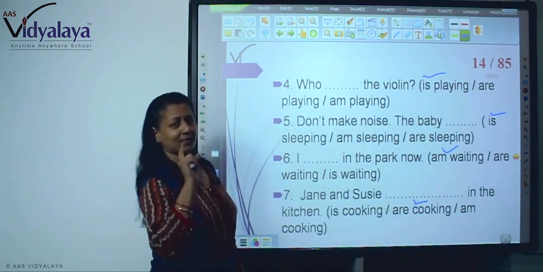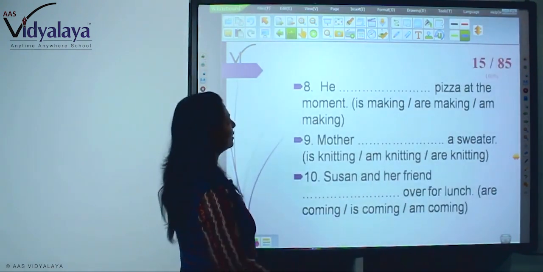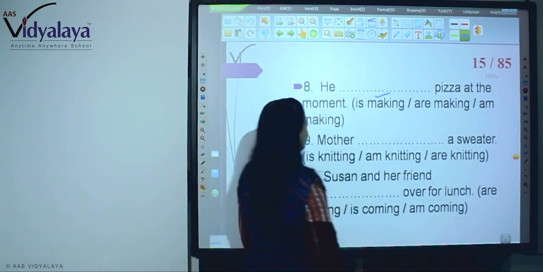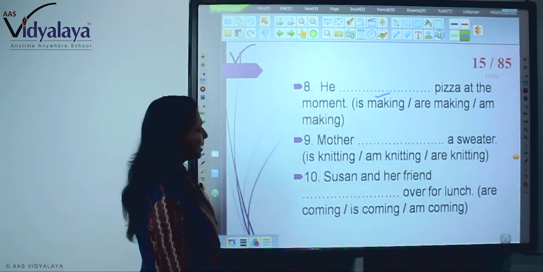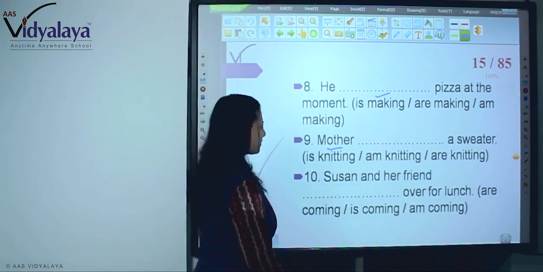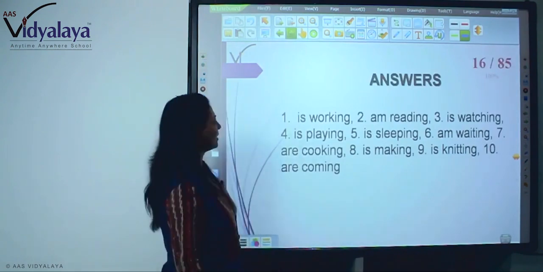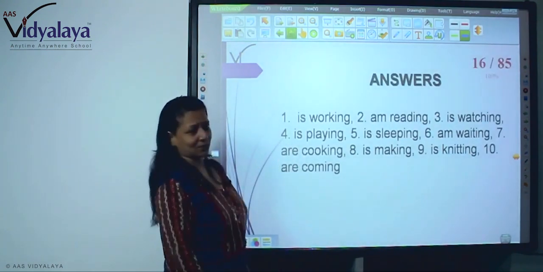So, always you will have to consider person and number together. Now, he is singular, so is making pizza at the moment. Mother is again singular, so is knitting. Suzanne and her friend are coming, because they are 2, more than 1. So, here is the answer also.